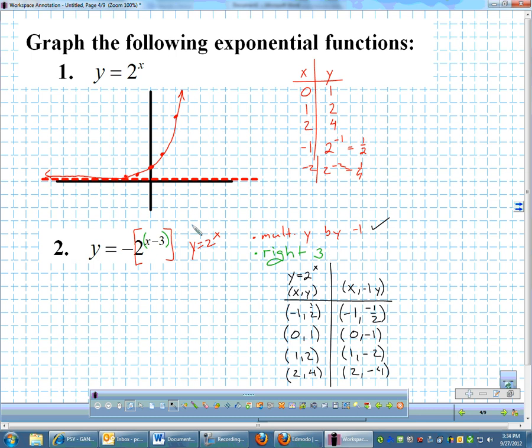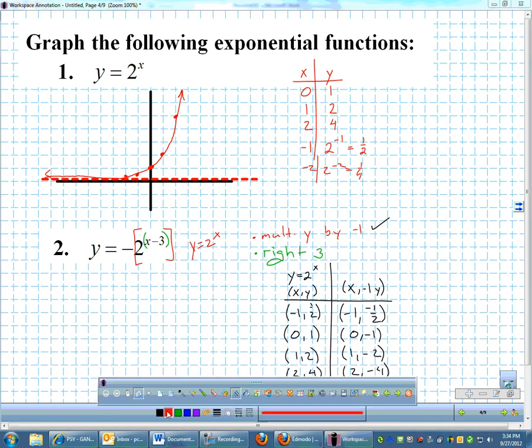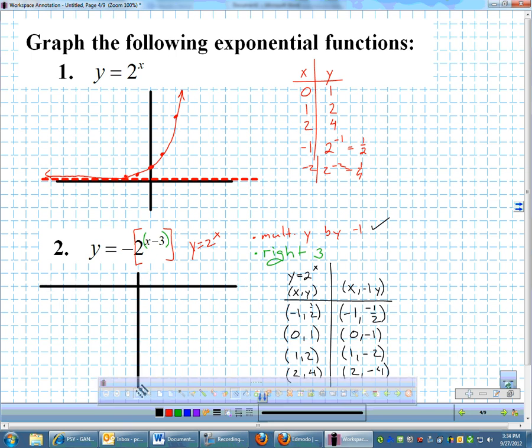If you look at these points, when you multiply the y's by negative 1, everything gets flipped below the x-axis. Some of y'all may know your transformations that way: if you multiply by negative, it flips everything below the x-axis. So now I need to leave a lot of room below the x-axis, and I'm going to plot these points. Then I need to shift it to the right 3 units.